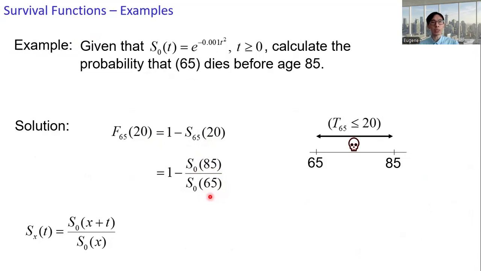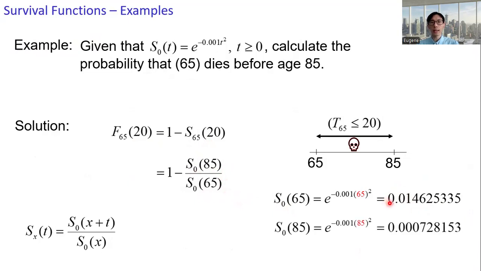From that, we can substitute t equals 85 and 65 respectively. S0(65) equals this value, 0.0146, and S0(85) is 0.00073. Plug this back into the expression here, and we get the desired probability. The probability that a person age 65 dies before age 85 is 0.9502.